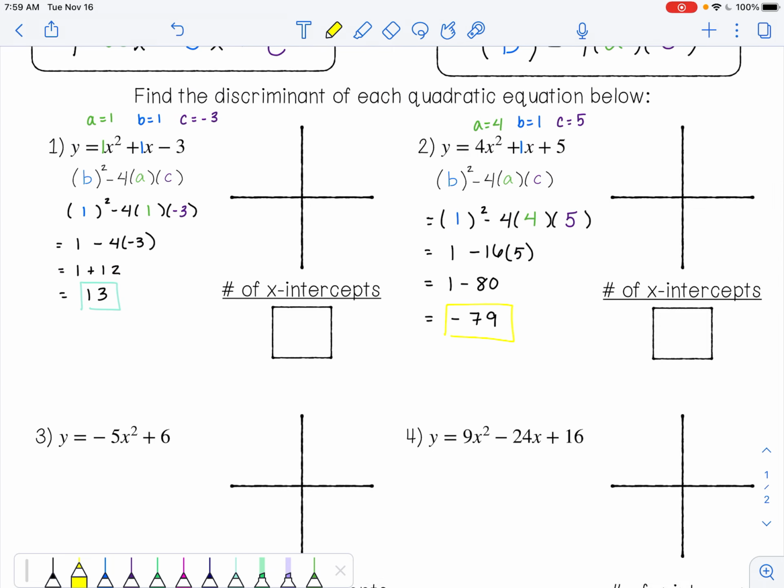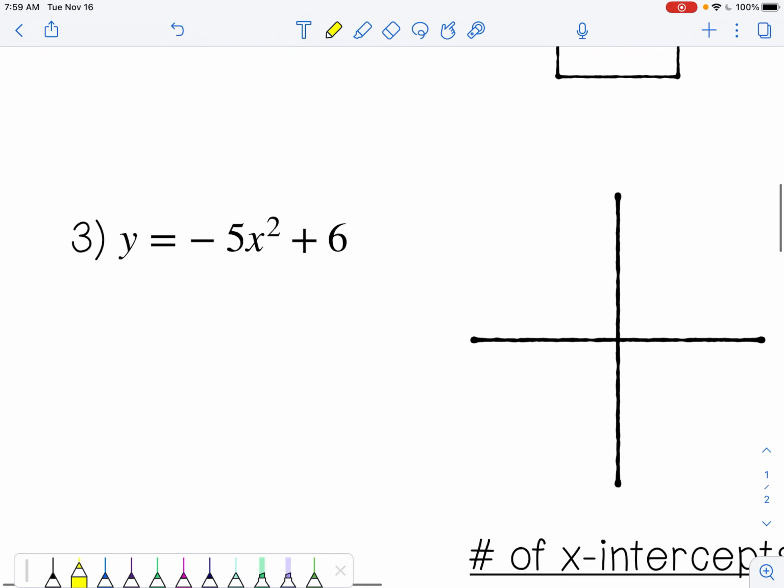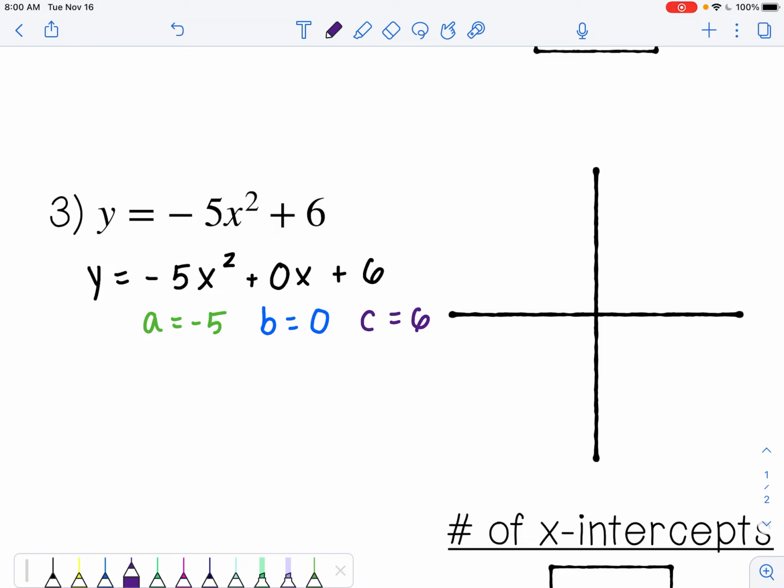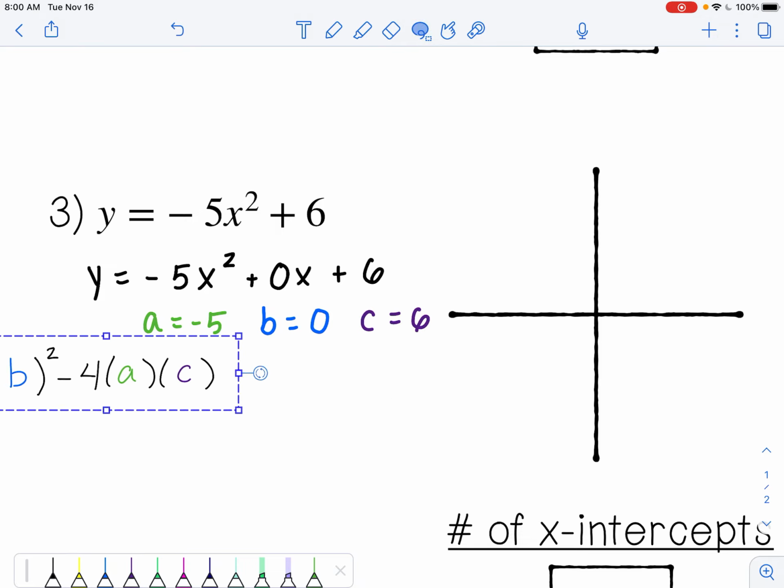I want to do number 3 with you just because it looks a little different. If we look at number 3, that doesn't look quite like standard form. So I'm going to rewrite this first. We have y equals negative 5x squared, I have no x's in the middle, and then I still have my 6 at the end. If you have trouble identifying a, b, and c, you want to make sure you put in those missing parts so you don't mislabel one of them. So now I can see that my a value is negative 5, b is 0, and c is 6.